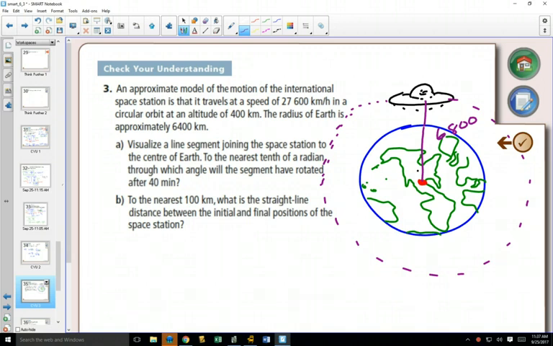So now in part A, we're visualizing this. We're imagining that space station drawn to the center of the Earth, making a radius, and it's traveling for 40 minutes. So after 40 minutes, maybe it has gone that far as an estimate. And we want to find out, to the nearest tenth of a radian, what is that angle that it's traveled? How much will that line segment have rotated after 40 minutes?